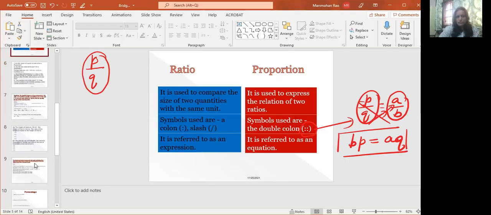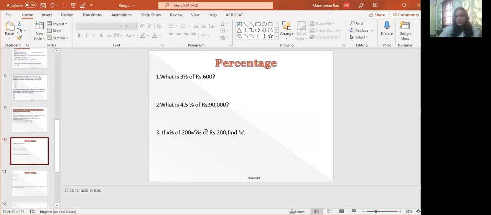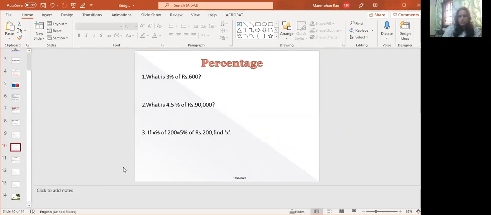So we extend the concept of ratio and proportion to understand what is percentage. Percentage is also a fraction. This has also got numerator and denominator. Percentage also has got numerator P and denominator Q, where denominator is not equal to 0.